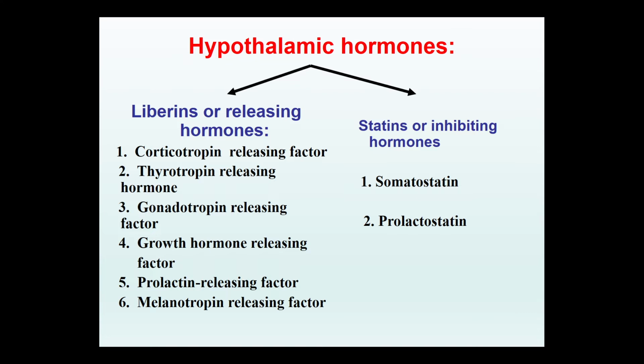The next hormone of the hypothalamus is gonadotropin releasing factor, or gonadoliberin. Next is growth hormone releasing factor, or somatoliberin. And at last, prolactoliberin, or prolactin releasing factor. And we know only two statins, or inhibiting hormones: somatostatin and prolactostatin, or prolactin inhibiting factor.